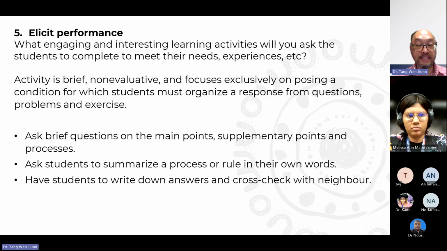Another way to do this is the conventional way, where we have the questions after 2 or 3 slides. We give them time to write their answers, and then they check with their neighbors. After that, we release the answer for them to cross-check.